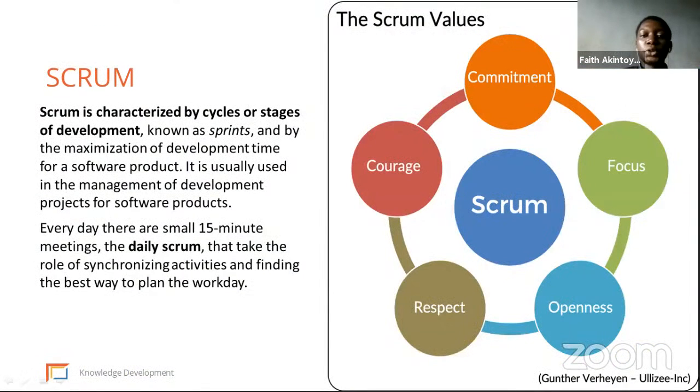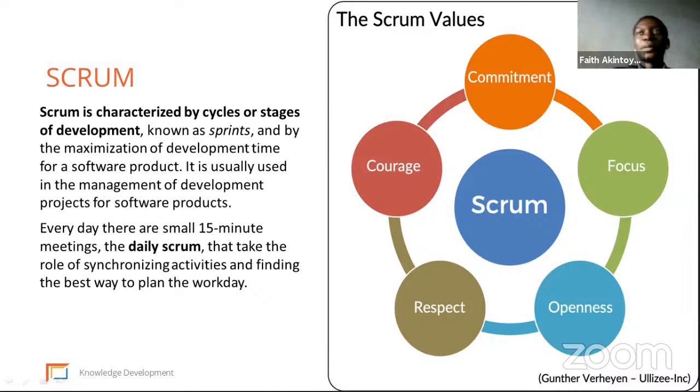Now, one thing you should know about Scrum is that Scrum is an agile model type, and it is characterized by stages in development, and those stages are called sprints. One thing you should also know about Scrum is that it makes use of the allotted time for the project.